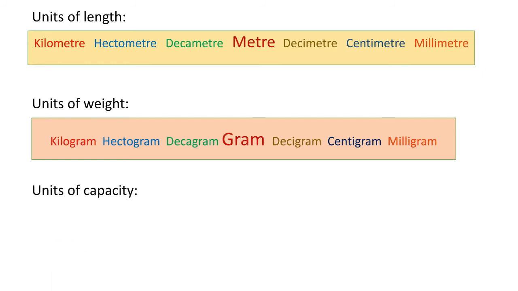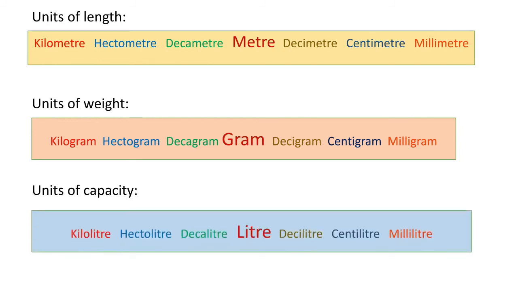Again, if we take units of capacity, the standard unit of capacity is liter and the units are milliliter, centiliter, deciliter, liter, decaliter, hectoliter and kiloliter. So here also when we move from right to left, the units are becoming 10 times larger than the previous unit. So in this way we can relate these units. Suppose if we take kiloliter and hectoliter, then kiloliter is 10 times greater than hectoliter.